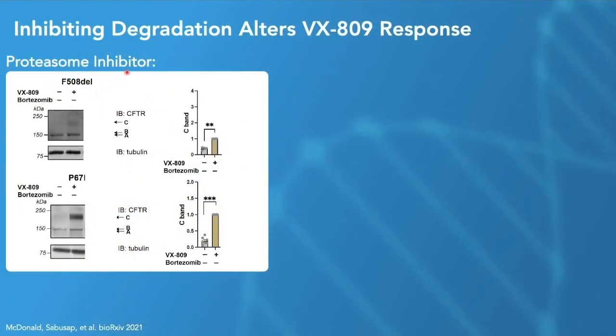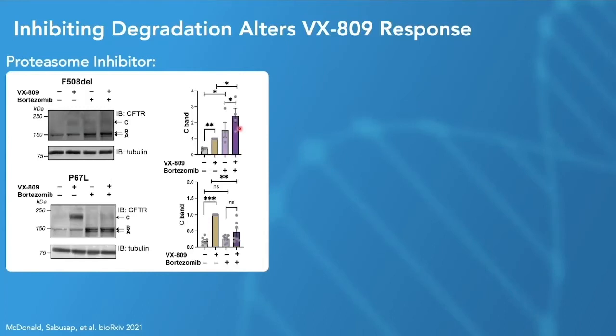We used bortezomib for proteasome inhibition, and with this, we see, of course, a buildup of band A and B, which correspond to ER-localized CFTR. For delta F508, we also see a little bit of restoration of trafficking reflected as increased band C, and this is consistent with prior data for proteasome inhibition.